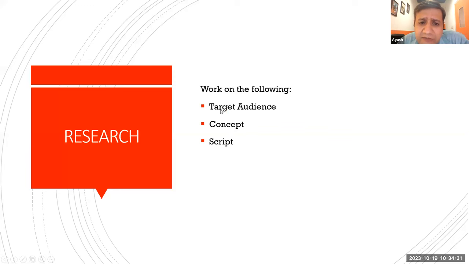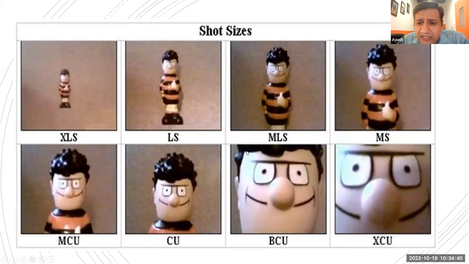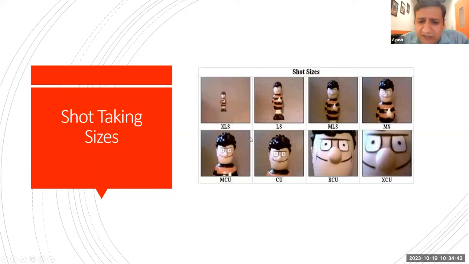Now, like I said, it is important to work on the target audience, on the concept, and on the script. I had mentioned very briefly about different types of shots. I'll just tell you briefly. These are all different types of shots. Most of the action is happening in the MS. MS is medium shot. Most of the time when somebody is saying something ordinary, it will be a medium shot.